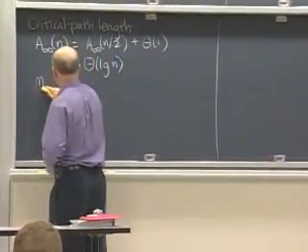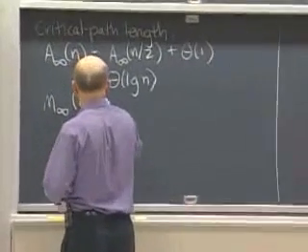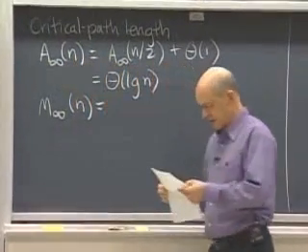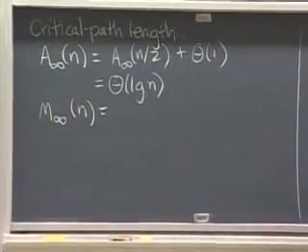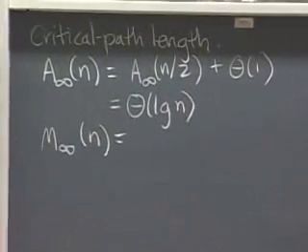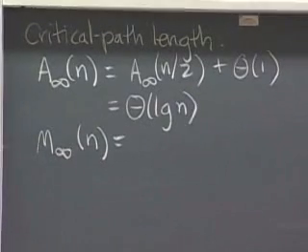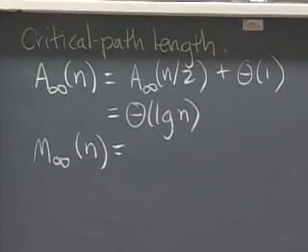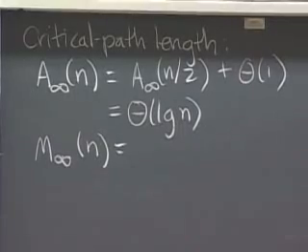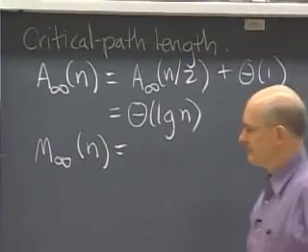Okay, so let's do then this one, which is a little bit more interesting, but not much harder. How about this one? What's the recurrence going to be? Critical path of the multiplication.